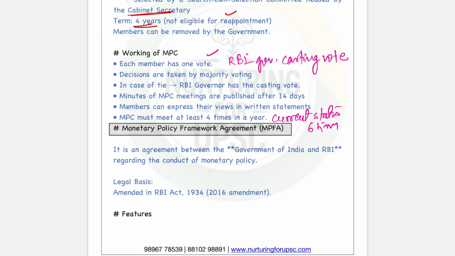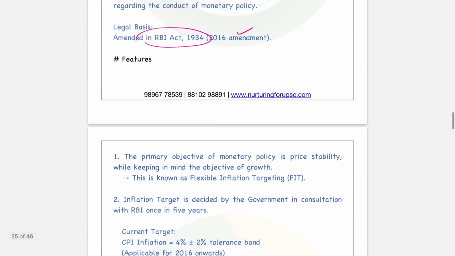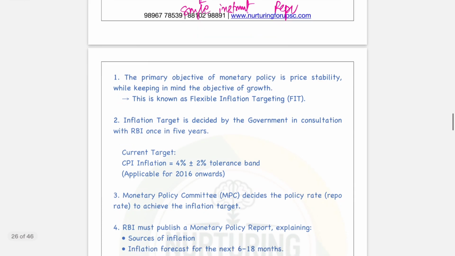The basis for the monetary policy committee is the monetary policy framework agreement, which was signed between the Government of India and the RBI, and it amended the RBI Act 1934 in 2016 to give effect and legal backing to the monetary policy framework that exists in India. The monetary policy status in India is currently, like I've talked about, single objective, which is inflation targeting, a single target, which is managing inflation between 4 plus minus 2, and then a single instrument, which is controlling the repo rate, nothing else. So the primary objective is price stability, while keeping in mind economic growth, and this is known as flexible inflation targeting between 4 plus minus 2 percentage of tolerance.